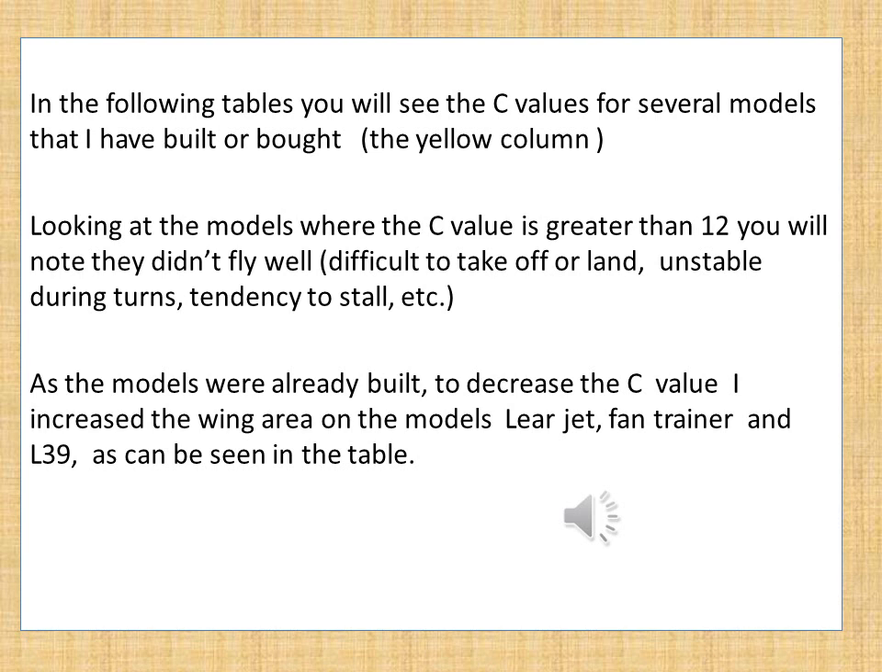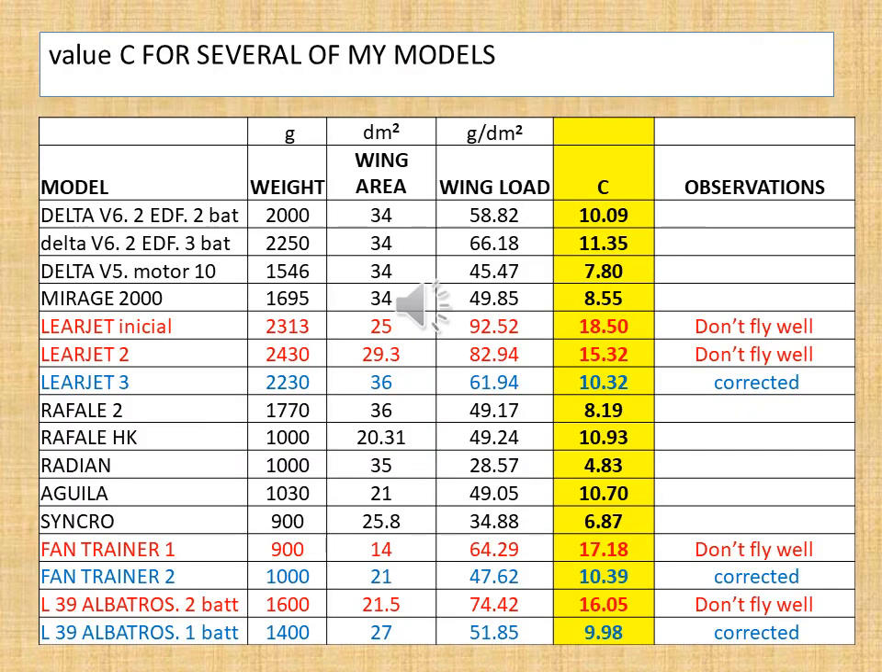As the models were already built, to decrease the C value, I increased the wing area on the models Learjet, Fan Trainer, and L39, as can be seen in the table. Note in the table that all models with a C value under 12 didn't present flight problems. Also note the corrected C values for the Learjet, Fan Trainer, and L39. Pause the video if you want to take a closer look.